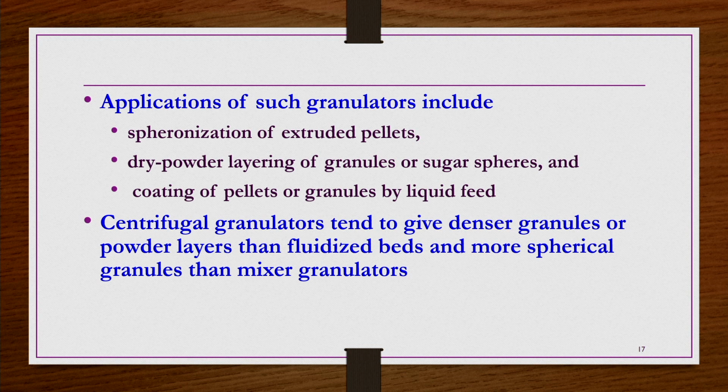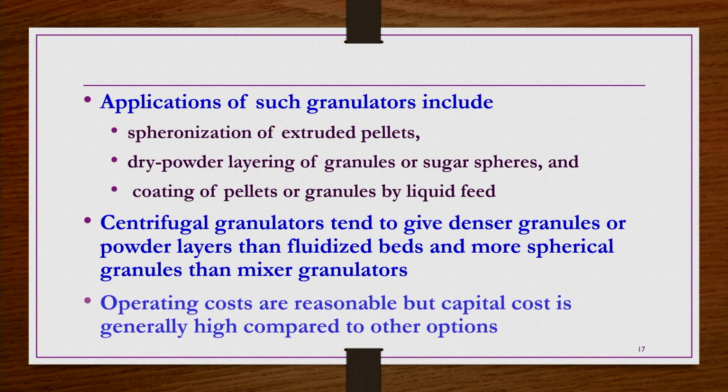Tumbling granulators are the best for producing very spherical granules. After that, the best is the centrifugal granulator if you wish to have spherical granules. That is, they are better than a mixer granulator, but not better than the tumbling granulators. Of course, the size range is also very large in the tumbling granulators, in general 2 to 20 mm. Further, operating costs are reasonable, but capital cost is generally high compared to other options.